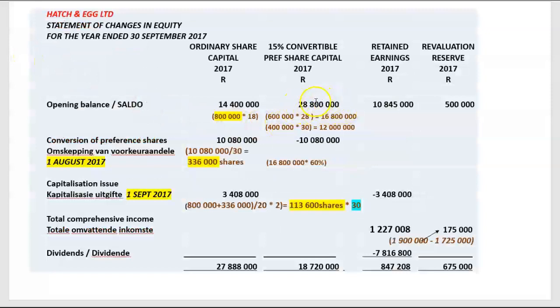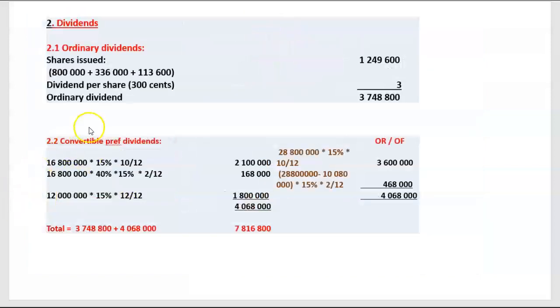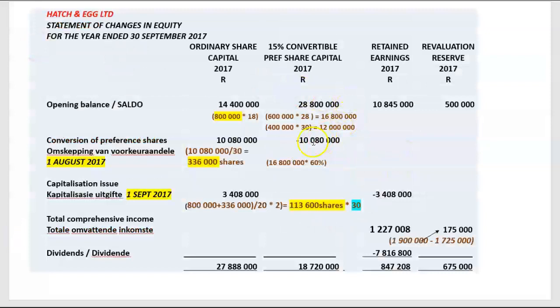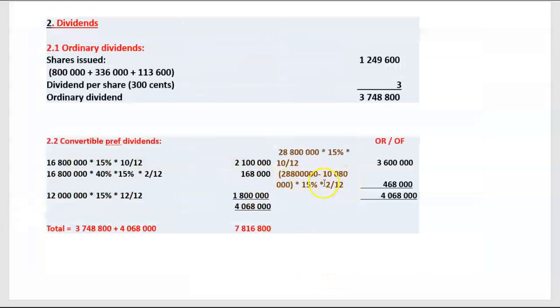If I want to look at my convertible pref shares, in issue 28.8 million rand up to the 1st of August 2017 at a 15% dividend rate. So 28,800 times 15% for 10 months will give us 3.6 million. Then what happened? I converted 10,080 on the 1st of August, and from the 1st of August up to the end of the year, I had 18,720,000 capital at 15% for the remaining period, where I'm going to calculate for the remaining 2 months my dividend at 15%, 468,000. Guys, there are many ways to skin this cat. At the end of the day, your answer must be 4,068,000.